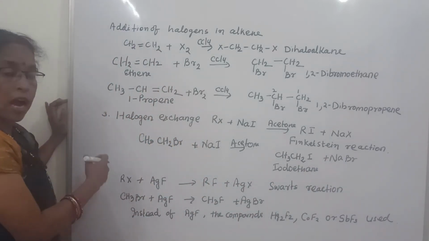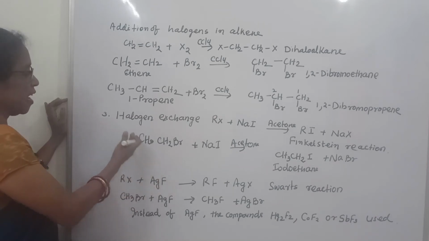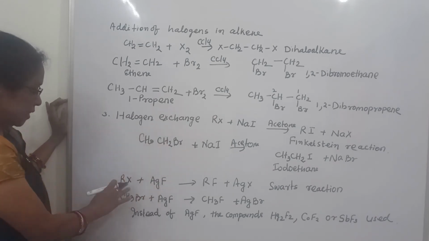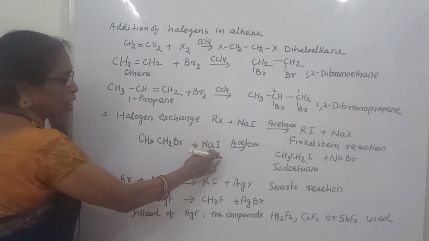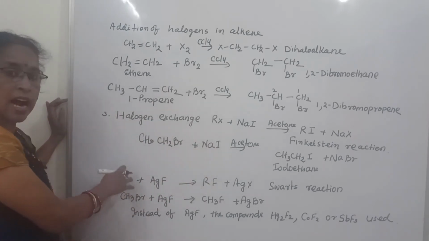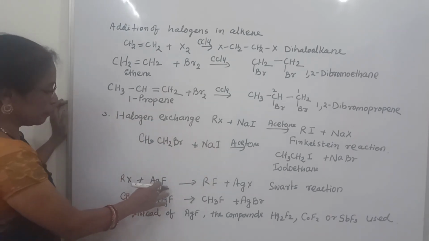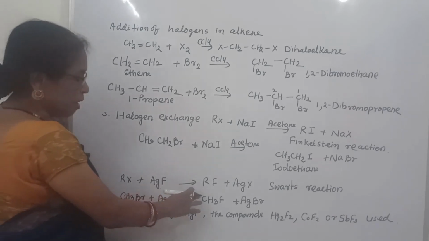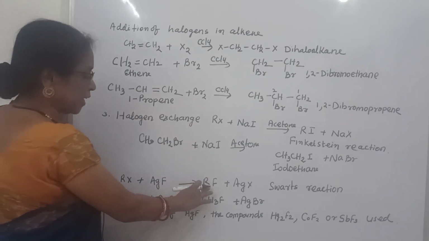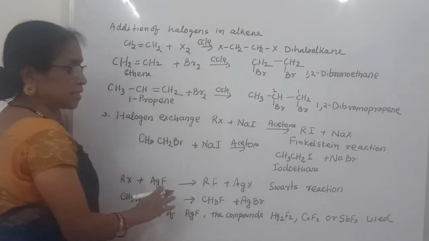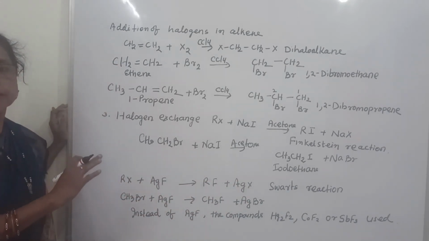Similarly, another halogen exchange is RX plus AgF. Here in the previous example bromine was replaced by iodine, and here the halogen is replaced by fluorine. That means you will get fluoroalkane. Then what happened? Here you will get RF plus AgX. That is called the Swarts reaction.